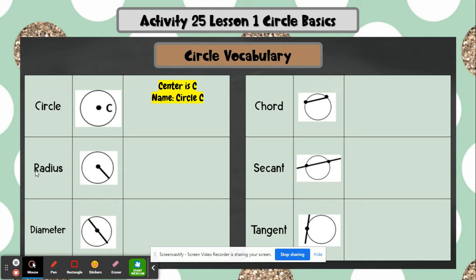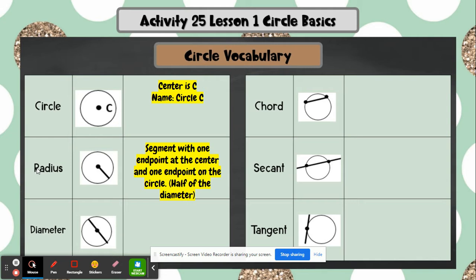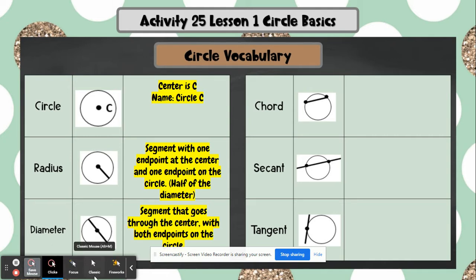The radius, the official definition, and we've used this word quite a bit already this year. The radius is a segment with one endpoint at the center and one endpoint on the circle, which is half of the diameter. Diameter is a segment that goes through the center with both endpoints on the circle, all the way through.